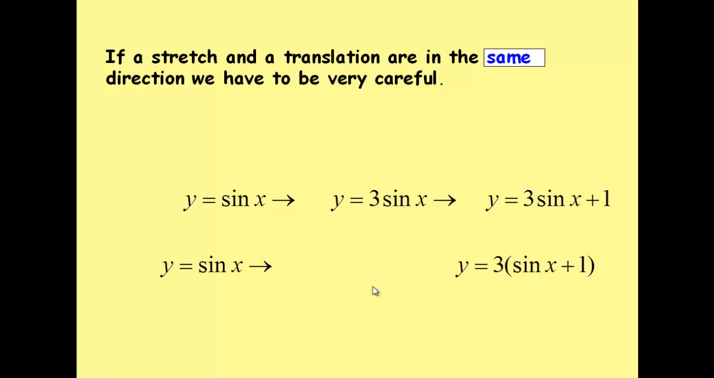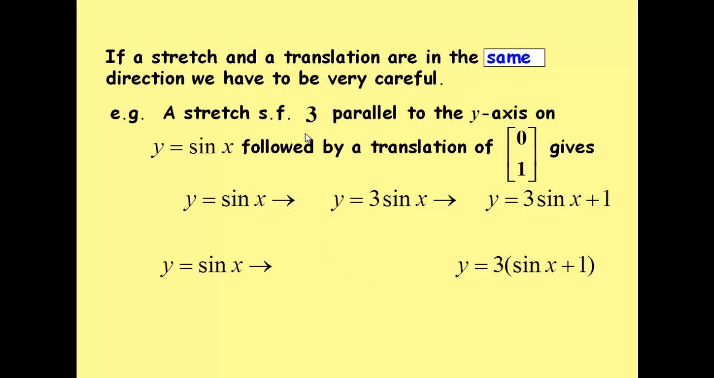We have to be careful when we've got a stretch and a translation in the same direction. For example, a stretch with a scale factor of 3 parallel to the y-axis, followed by a translation of 0, 1, in other words plus 1 in the y direction, takes y equals sine x initially to y equals 3 sine x, and then to y equals 3 sine x plus 1.